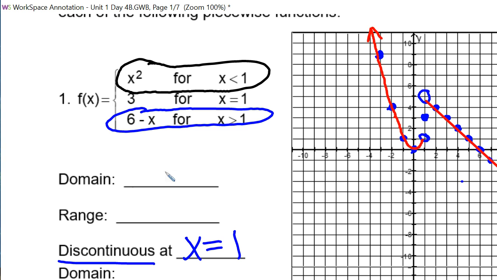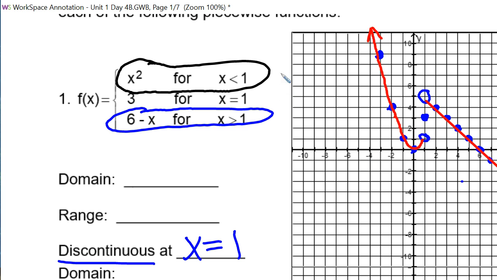Now, once you know where your graph is discontinuous, those are the special places you need to be careful when you are writing your domain and range. So for the domain, what does domain mean? The x value. Well, notice this arrow means it keeps going to the left, and this arrow means it keeps going to the right. So it looks like it's all real numbers, but check where it's discontinuous.